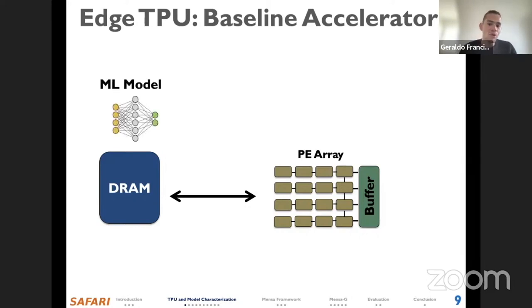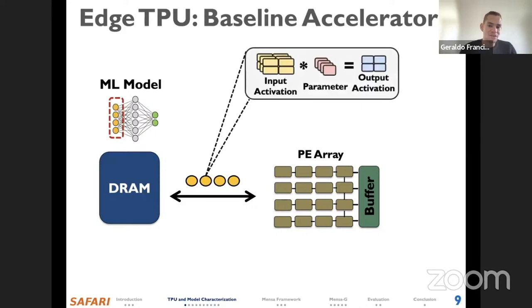So the ML model in the HTPU is first stored in DRAM, and then the model is fetched from DRAM by the accelerator layer by layer. Each layer includes parameters, which can be input or output data, and also activations, which are the pre-trained weights for the particular model and for the particular layer.